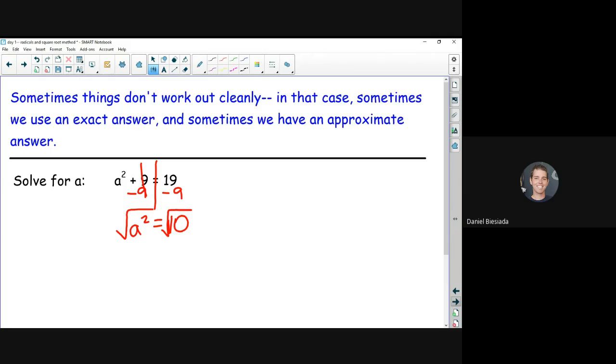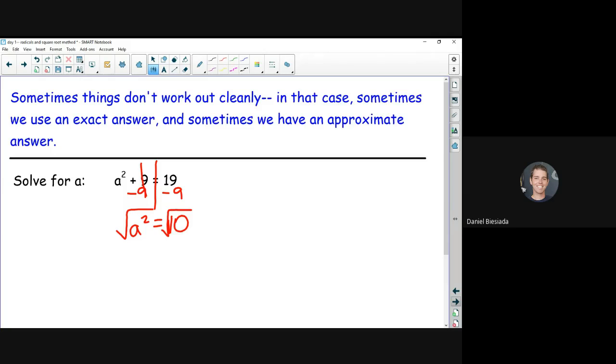But if you're wondering about the square root of 10, you're wondering for good reason, because the square root of 10 is not a clean answer. So in that situation, what do we do? Well, there's two things. Sometimes I want the exact answer, and sometimes I want an approximate answer.